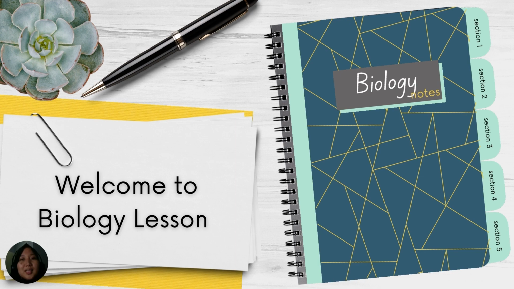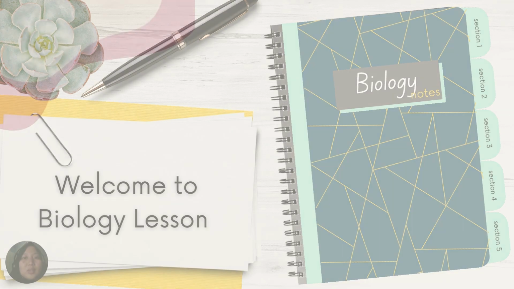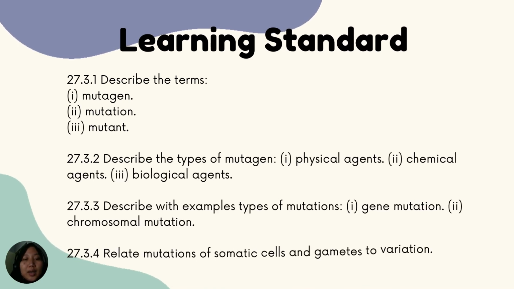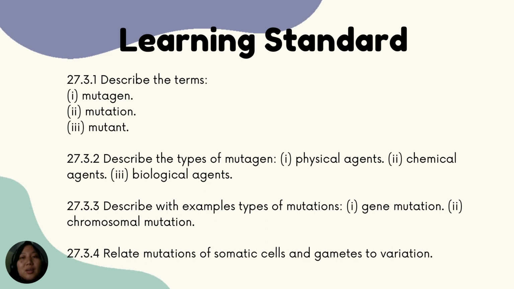So in this video, we're going to discuss another subtopic for chapter 12, which is mutation 12.3. So at the end of this lesson, here is the learning standard. You are able to describe the terms mutation and also mutant, and describe the types of mutagens: physical agents, chemical agents, and also biological agents. And you're going to describe examples of types of mutation, which are gene mutation and also chromosomal mutations.